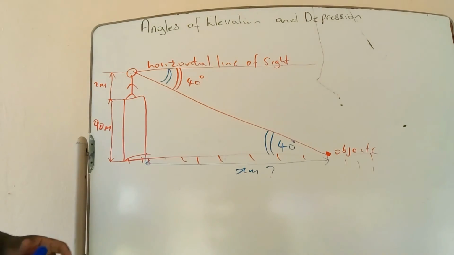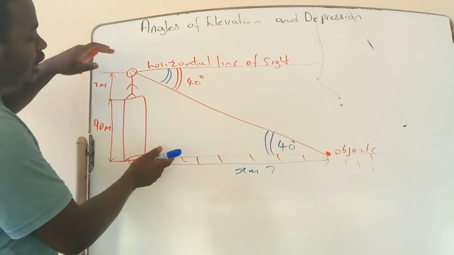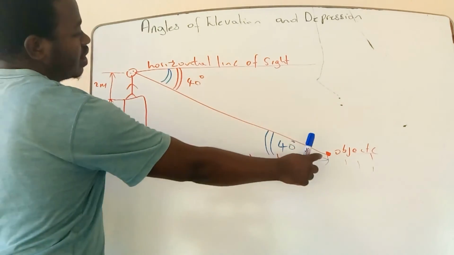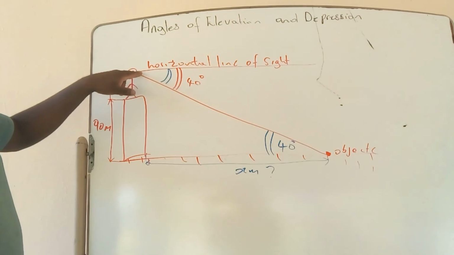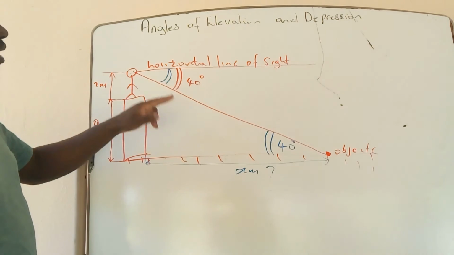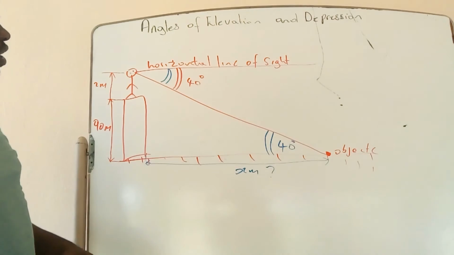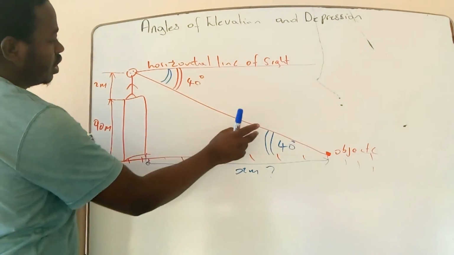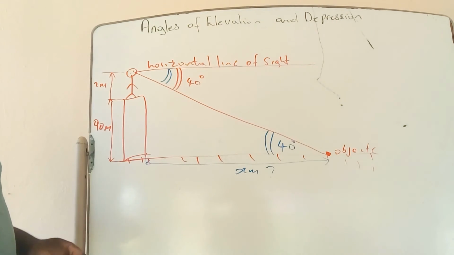Another way to look at it is to say that the horizontal line of sight is parallel to the ground, and this is a transversal. Where you have parallel lines and a transversal, alternate angles, or what you call Z angles, are formed, so they are equal. Notice here, this is a Z, so these two angles are equal. That's another way you could look at it.